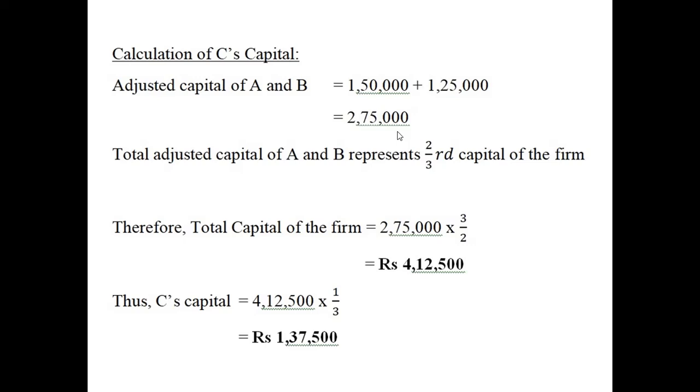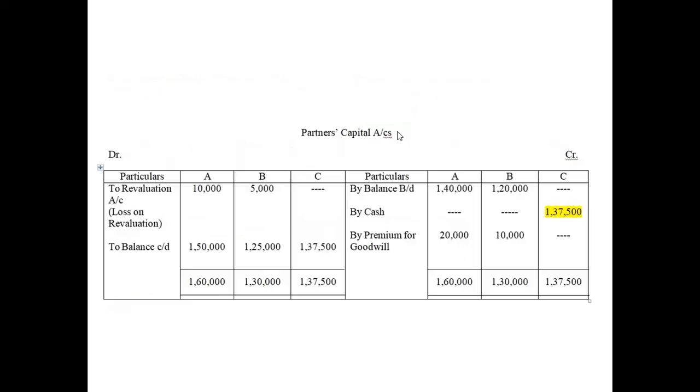Now we have to find the total capital of the firm. In order to find the total capital, we take the reciprocal of the fraction. So the total capital will be 4,12,500. C is coming for one third share, so one third of 4,12,500 will be 1,37,500. Now we know the amount, so we can write the amount here, 1,37,500. Total will be the same.